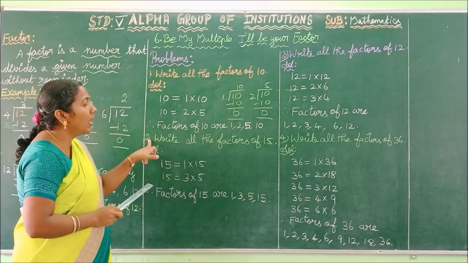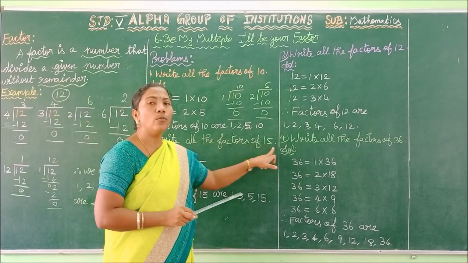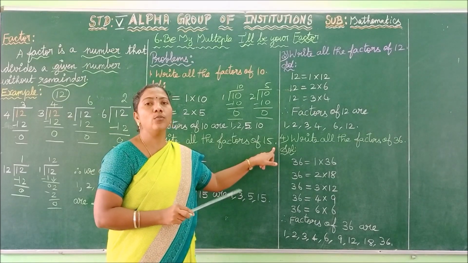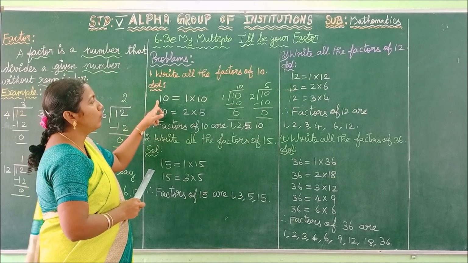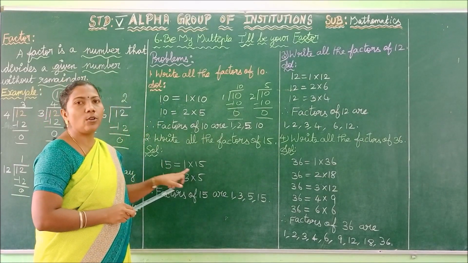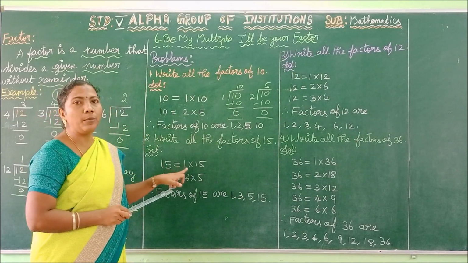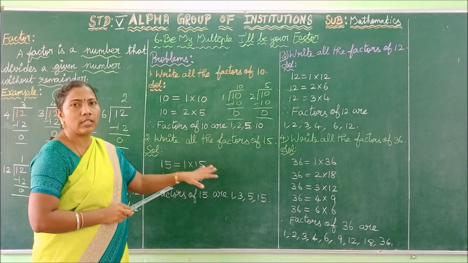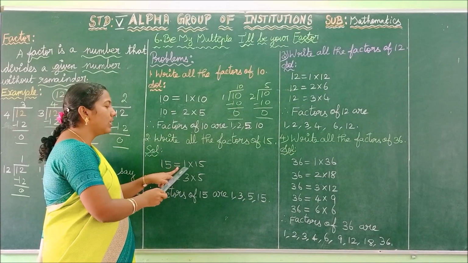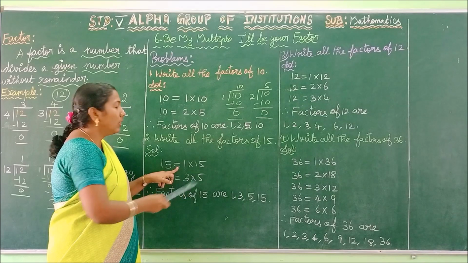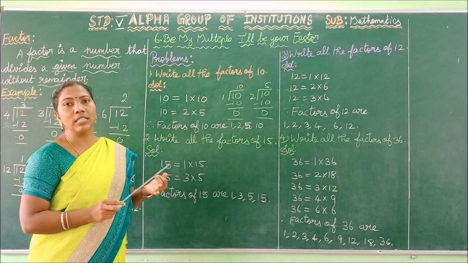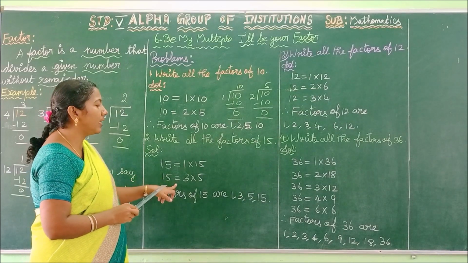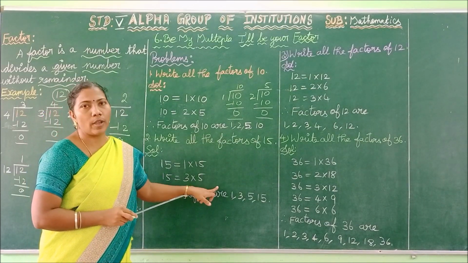Okay. Let us move to the next sum. See the second sum. Write all the factors of 15. Now we are going to find all the factors of 15. So as I said in the previous sum, the first step is you have to write the given number as the multiple of itself, that is 1 into that given number. So 15 can be written as 1 into 15. Think, 15 comes in which table? 3 table as well as 5 table. So 15 can be written as 3 into 5.